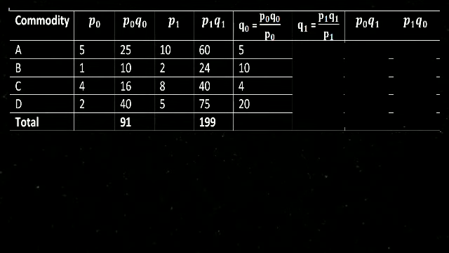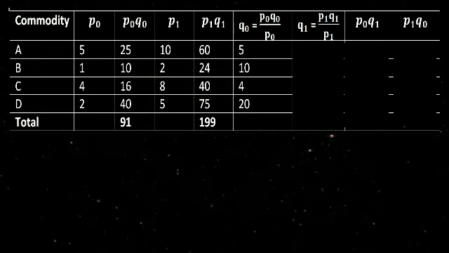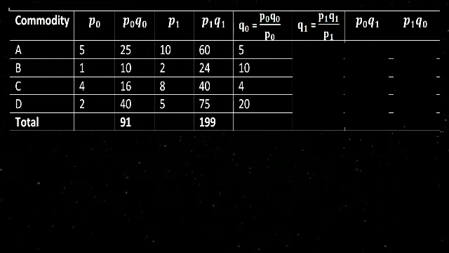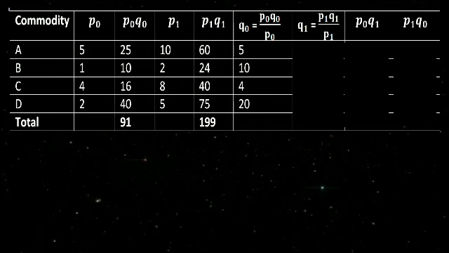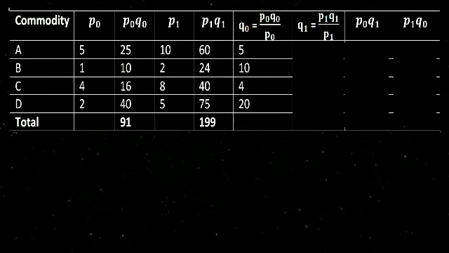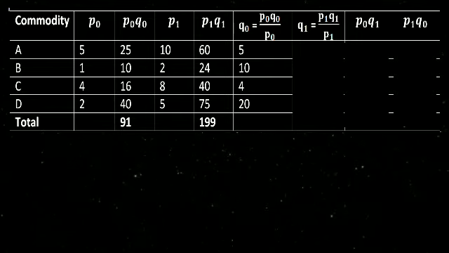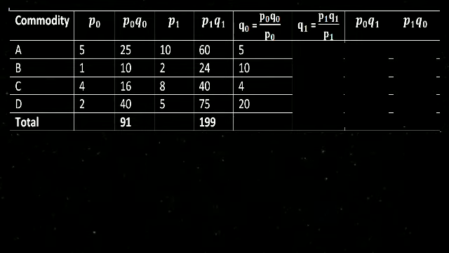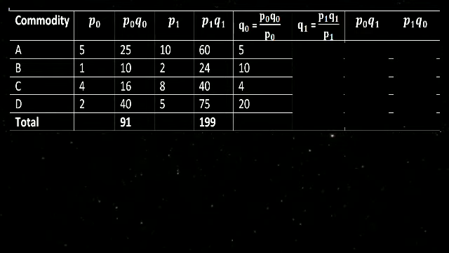Next column, price of the base year is given, so P0, and the data is 5, 1, 4 and 2. Next column, expenditure for the base year, and the values are 25, 10, 16, 40. And find the sum total of the column, because you need to find the sum of the product of P0 Q0. So find the total, which is 91.